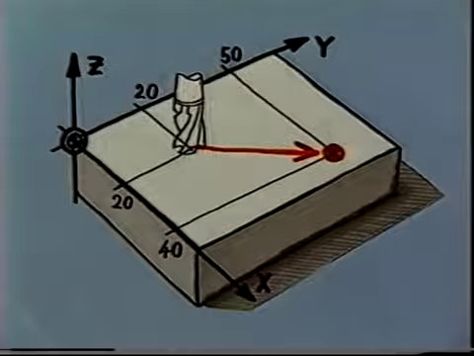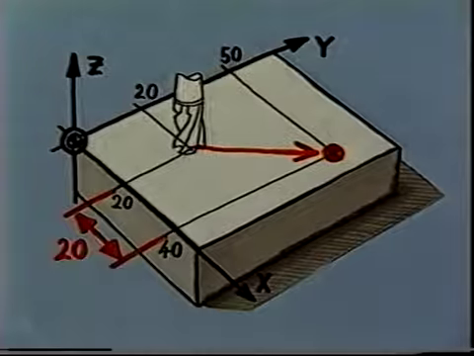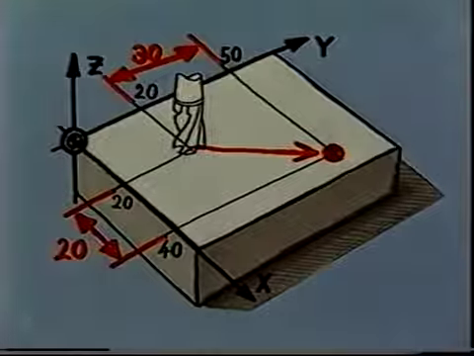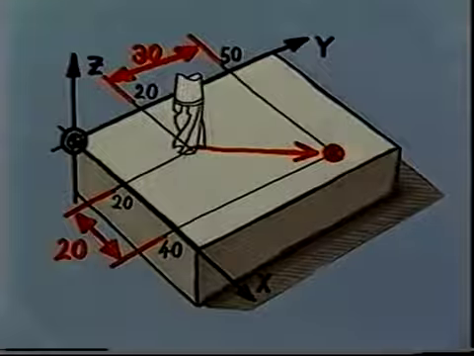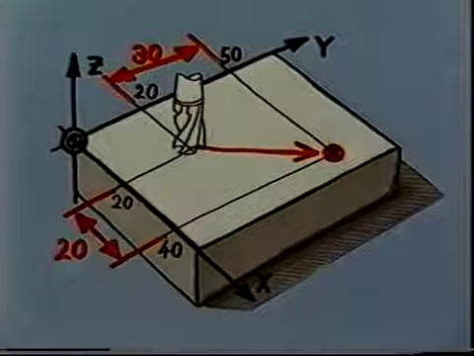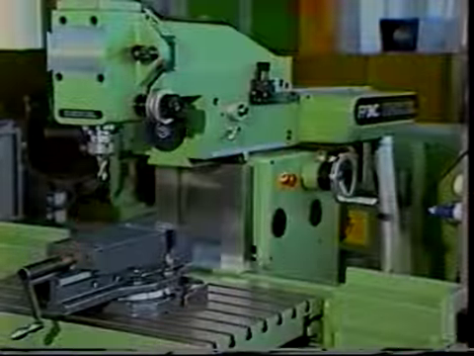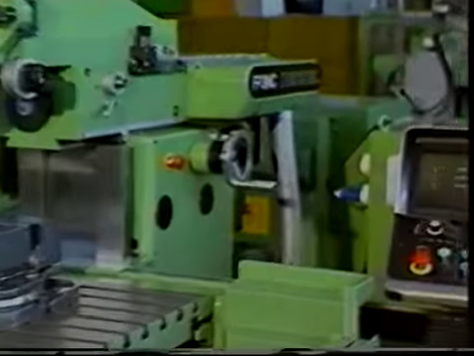And if I want to program it in chain dimensions, then I have to say move 20 millimeters in x and 30 millimeters in y. Okay, I've got it now. Now I can tell the control system where I want the tool to go, but that's not all there is to it, right?